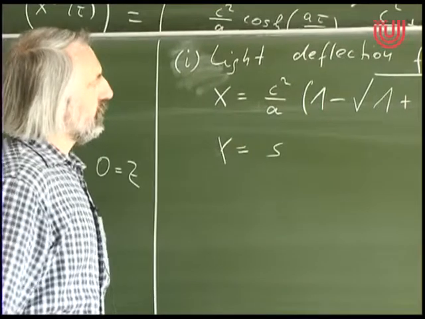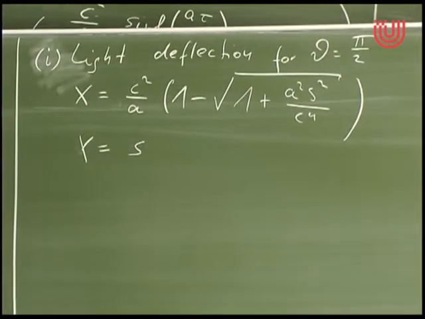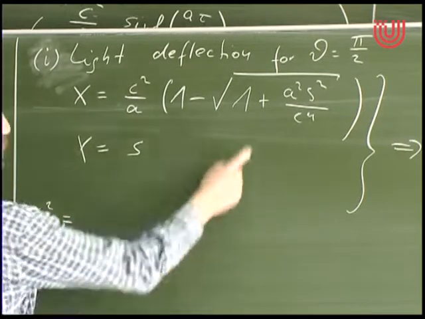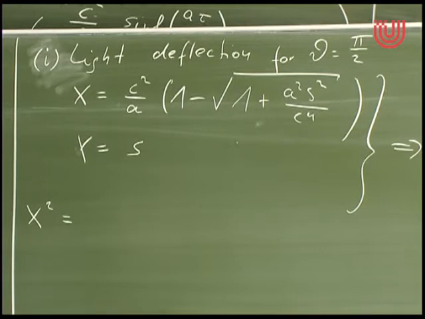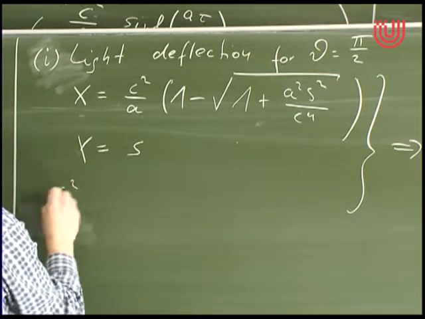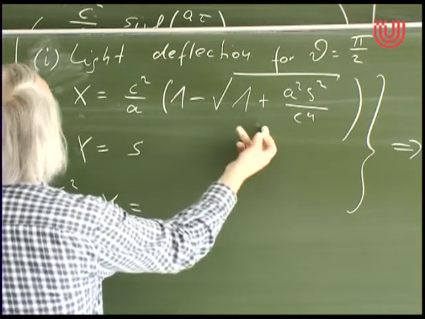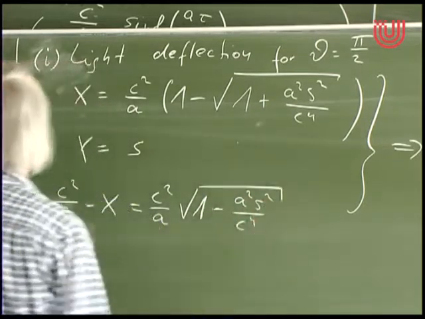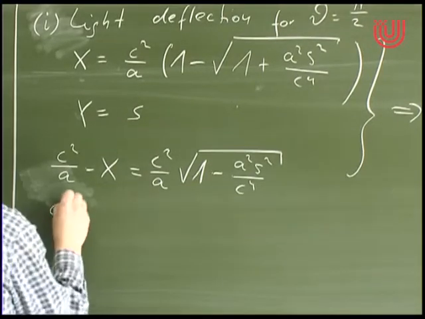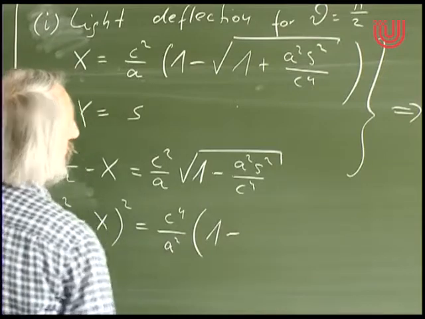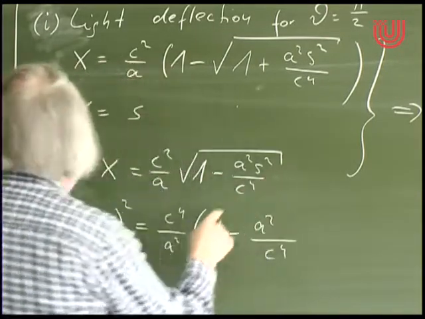Well, what is this? Do you see this immediately? What is this geometrically? What sort of a curve is this in the XY system? Well, if you do not see it, maybe juggle a little bit around with the terms. If you have a square root, it's always good to square. Or is it? No, we do something else. We take this to the other side and then we square. So we write c²/a minus X is c²/a times the square root of 1 minus a²s²/c⁴. And if I square this, then I get (c²/a − X)² is c⁴/a² times (1 minus a²/c⁴ s²), and s² is Y².